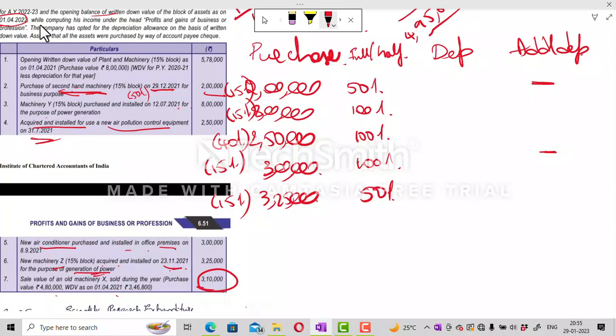Okay, see now the sum of all the purchases. 2 lakhs plus 8 lakhs plus 2,50,000 plus 3 lakhs plus 3,25,000. Total comes to 18,75,000.